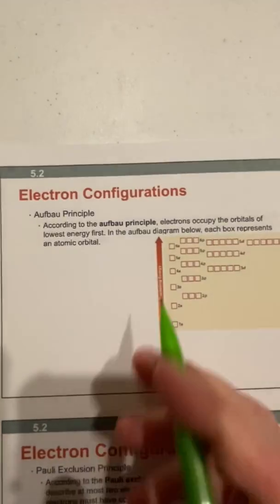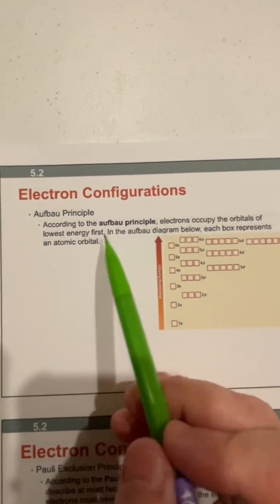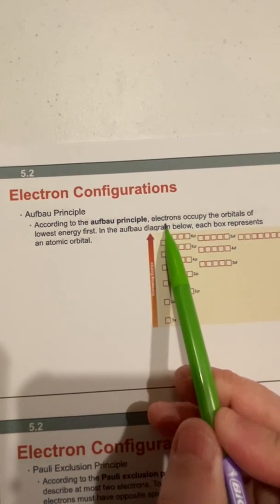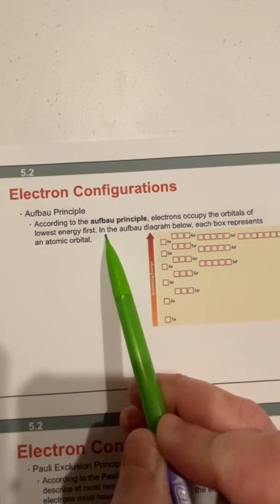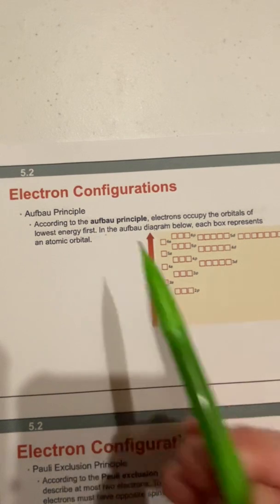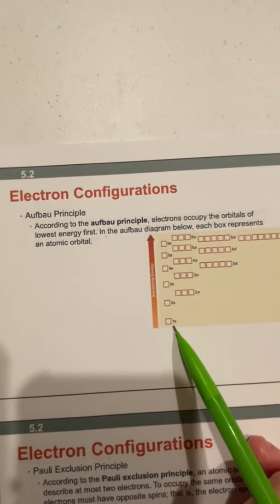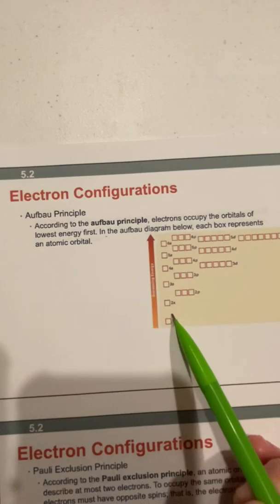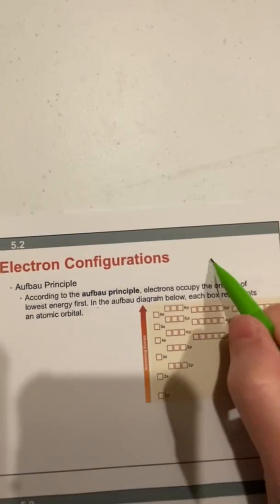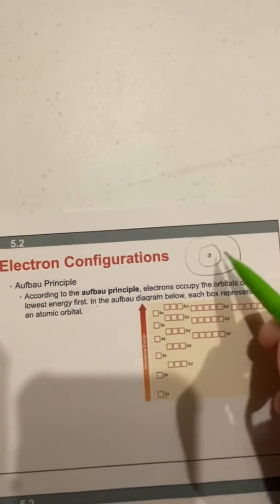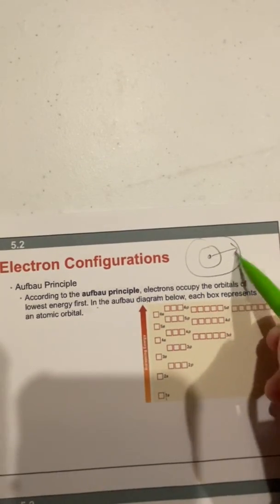So I'm going to start with the very first one. The Aufbau principle says that electrons occupy the lowest energy level first. That means it works from the nucleus outward. The ones closest to the nucleus, meaning the 1s orbital, are lowest energy, and it works its way outward to higher levels. So it starts in the center and works its way out.